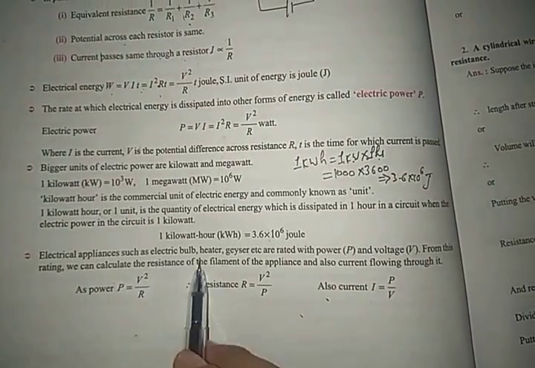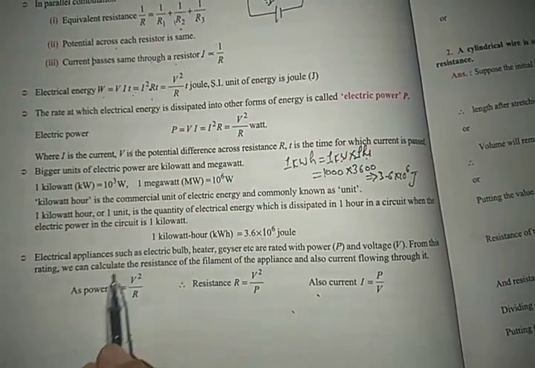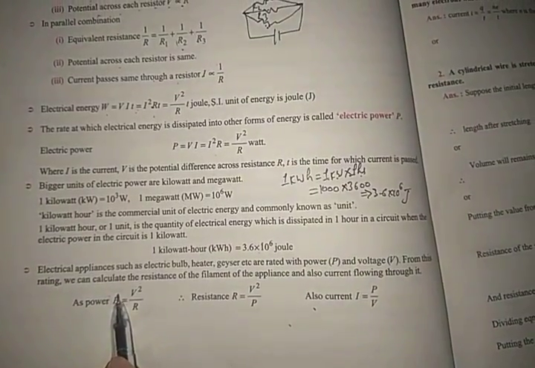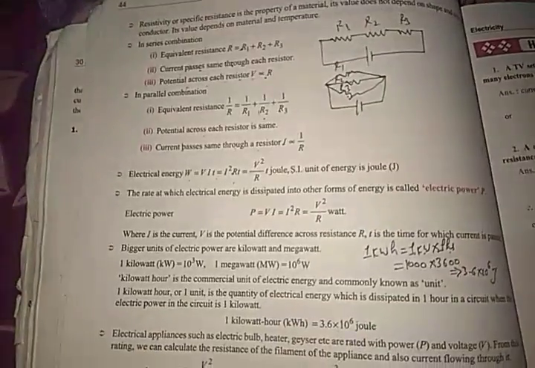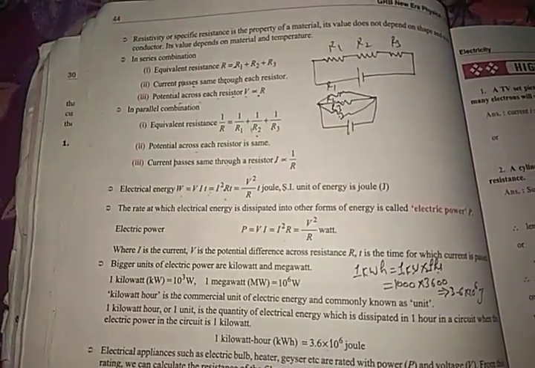The electrical appliances such as electric bulb and heater all work under the heating effect of electric current. So this is the summary of the chapter. Let us see some questions.